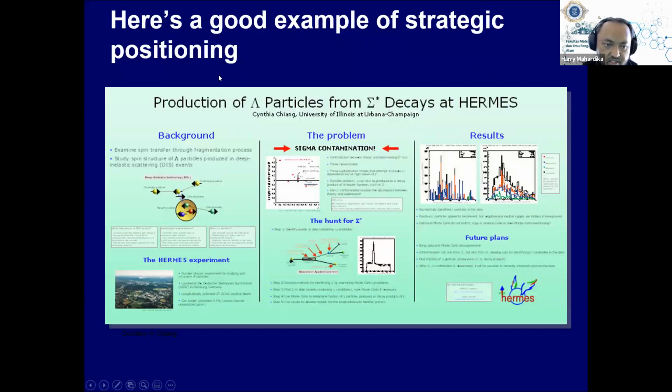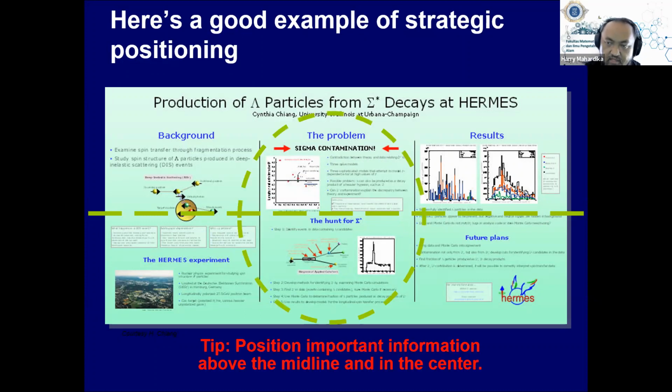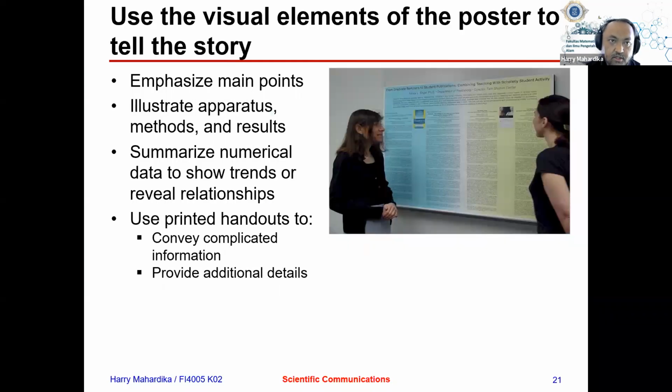Here's a good example of strategic positioning. For example, here: background, then the experiment, the problem, the results, future plans. This is one example of a good one. Here they make a distinction between the bottom and upper content, and the focus is on the center. Use the visual elements of the poster to tell the story. Emphasize the main points, illustrate the apparatus, summarize numerical data to show trends or reveal a relationship, and use printed handouts to convey complicated information and to provide additional details.